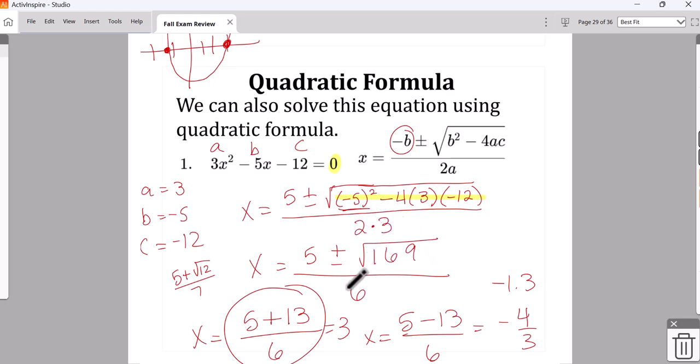2 times 3 gave me 6, and so now I have a much more simple fraction here and can simplify this to the number that it's going to be. The square root of 169 is 13, 5 is still 5, 6 is still 6, and so I can plug all of this in the calculator. 5 plus 13, all divided by 6, gives me 3. 5 minus 13 is negative 8 divided by 6, which would give me negative 4/3 or negative 1.3.